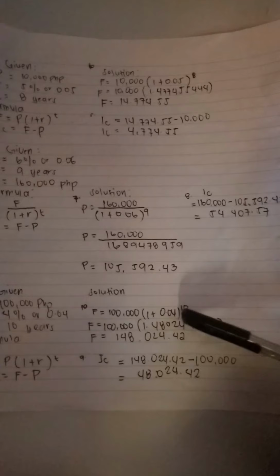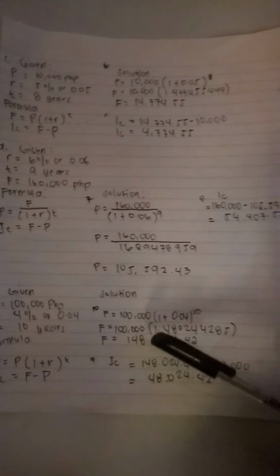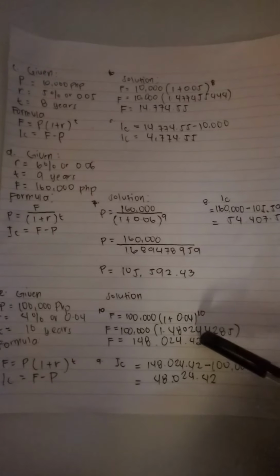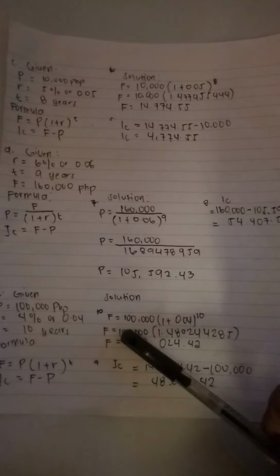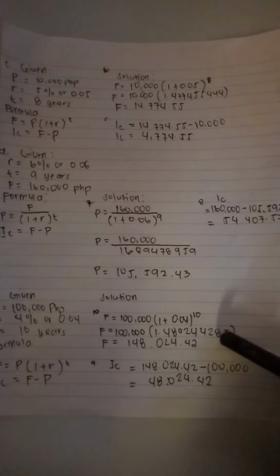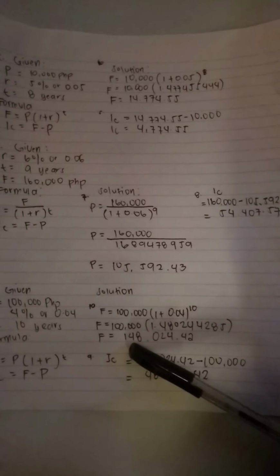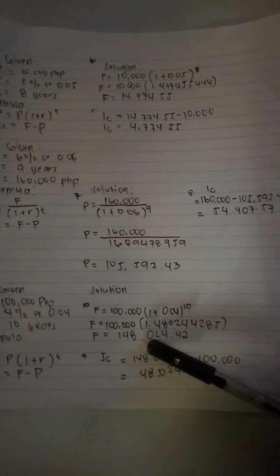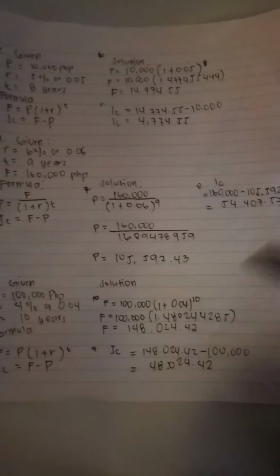Then pagka-solve nyo po, ito po yung magiging sagot. Diba? 1.480244285. Then pag nakuha nyo na po yung sagot, i-times nyo po yung 100,000 times 1.480244285. Ito po yung magiging sagot is equals to 148,024.42. Bali, ito po yung ating magiging future value.